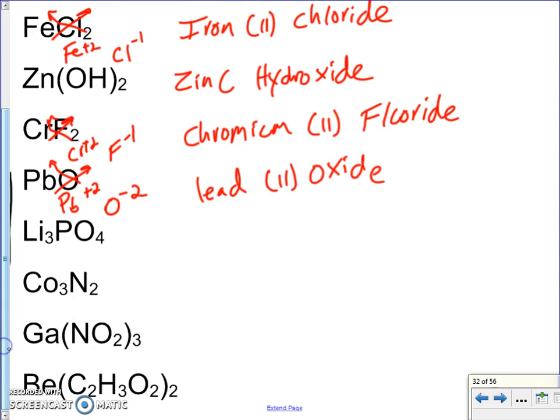Okay, looking at our next one, lithium and phosphate. Phosphate's a polyatomic ion. Lithium is just a general metal, so we'll name it as lithium and PO4 phosphate.